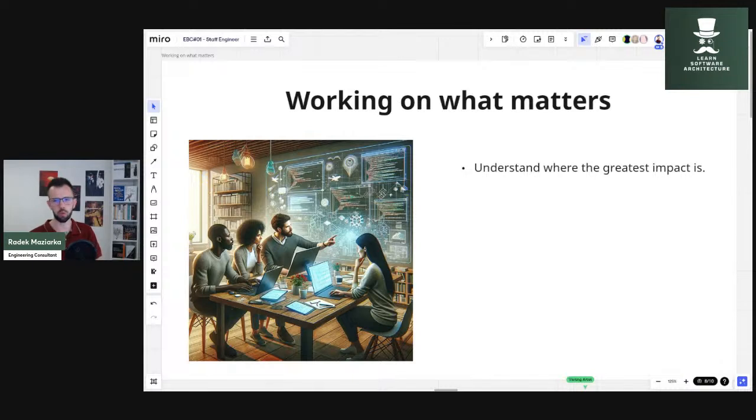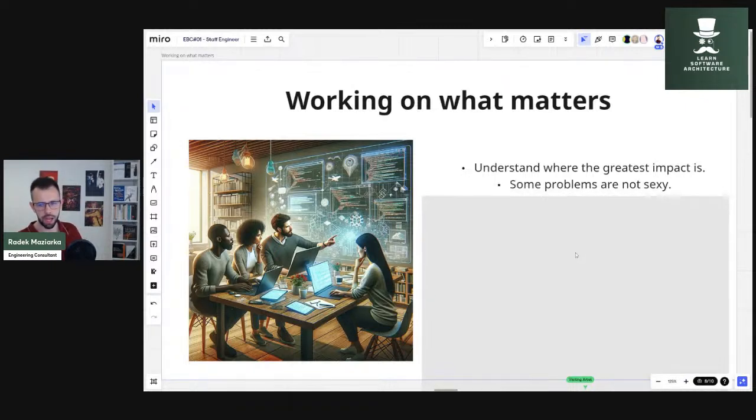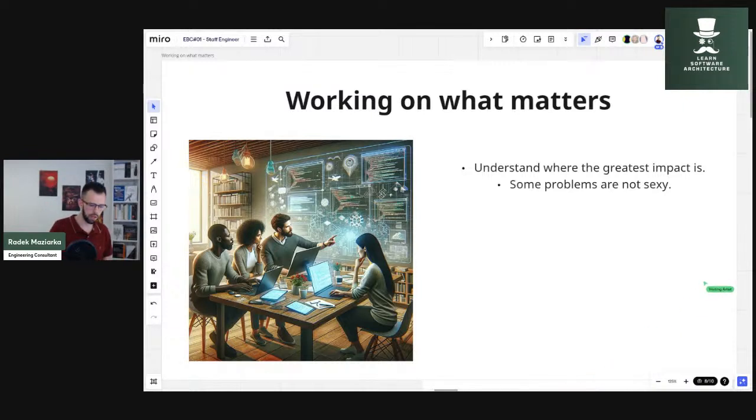The book mentions that we should understand where the greatest impact is as a staff engineer and focus solely on that point. I can identify with this idea because as a consultant, I usually want to find where I should put my effort to bring the most value to the actual company. And what is connected to that is that some problems are not sexy. You need to focus on some small details, or on organizational problems, but still you need to focus on these specific problems because they are the most valuable.